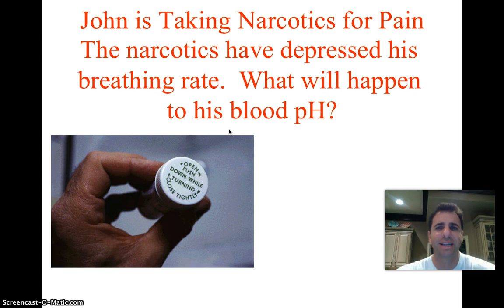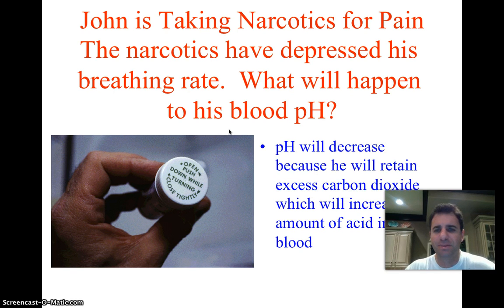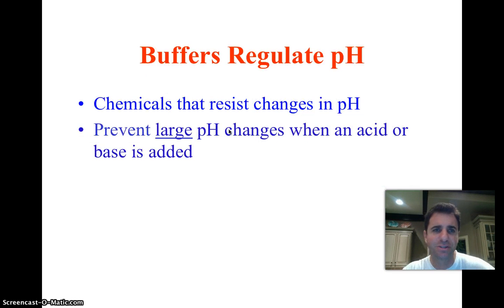All right. John is taking narcotics for pain. The narcotics have depressed his breathing rate. What will happen to his blood pH? pH will decrease because he'll retain excess carbon dioxide, and this will increase the amount of acid in the blood. So once again, pH is manipulated by the hydrogen ion concentration that's given off. When it gives hydrogen ions off in solution, it makes something more acidic, or it lowers the pH.